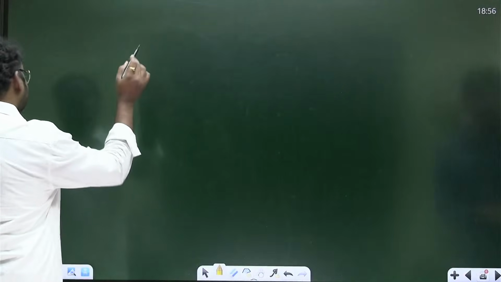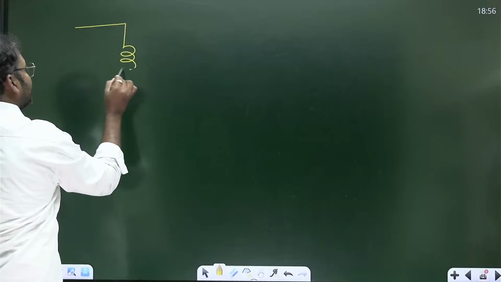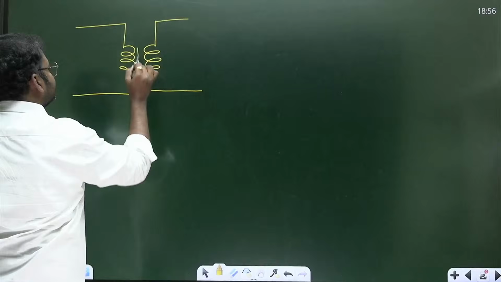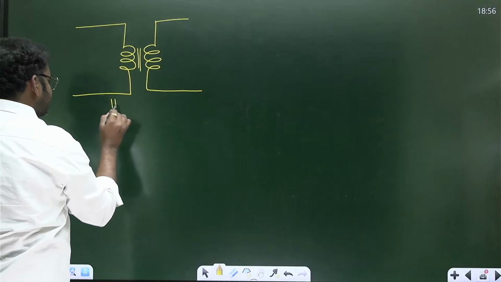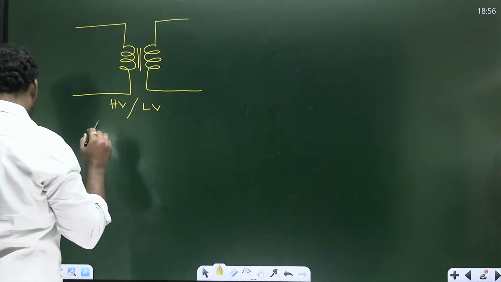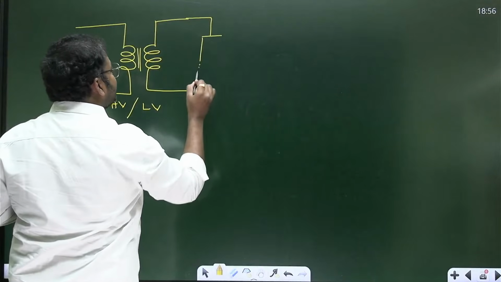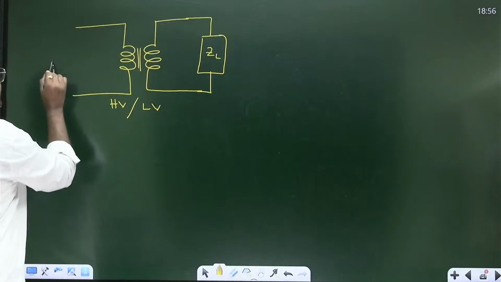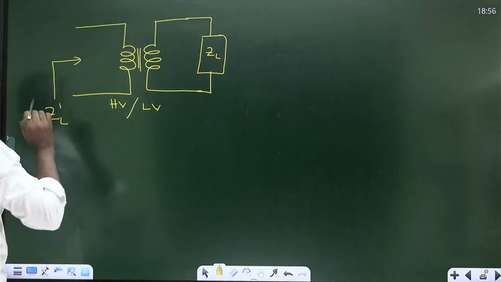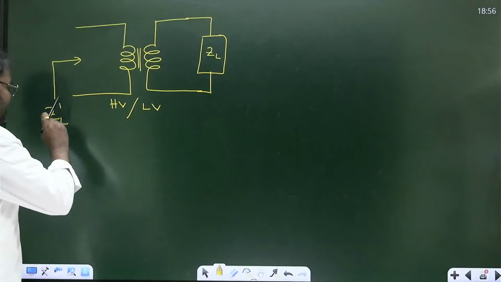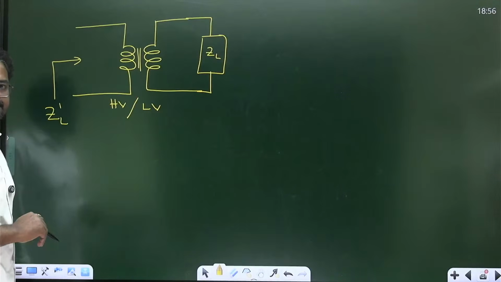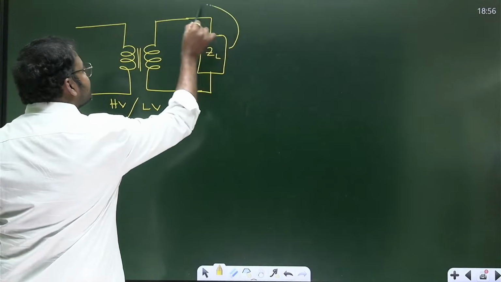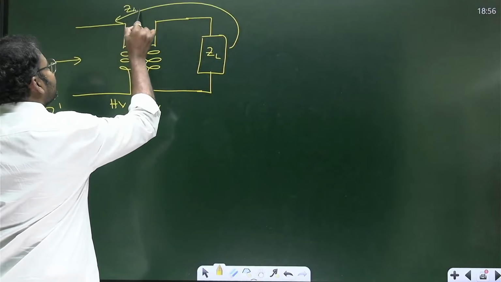It was a simple question again, from transformers only. A transformer was given like this, and the primary side is HV, the secondary side is LV, and there was a load impedance ZL given on the secondary side, and the load impedance seen from the primary side is ZL dash. They just asked us, is ZL dash more or is ZL more? The load impedance is on the secondary side, right? If this ZL is transferred to the primary side, it will become ZL dash.